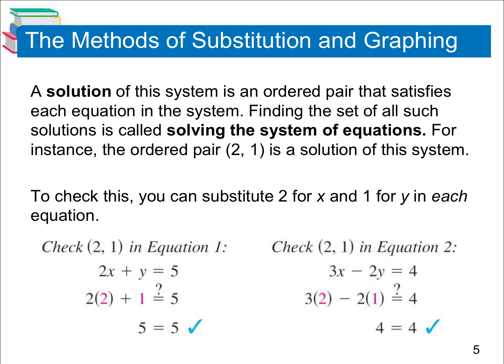Again, the 2 goes in for x, the 1 goes in for y. For the second, that gives us 3 times 2 minus 2 times 1. The 3 times 2 is 6. The negative 2 times 1 is negative 2. 6 minus 2 gives us 4. 4 is equal to 4. That's a true statement as well. So since both of these equations are giving us true statements with this ordered pair, that means that the ordered pair 2, 1 is a solution to the system.